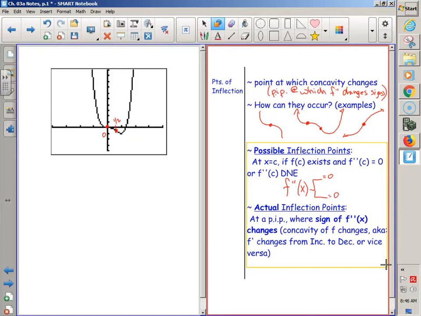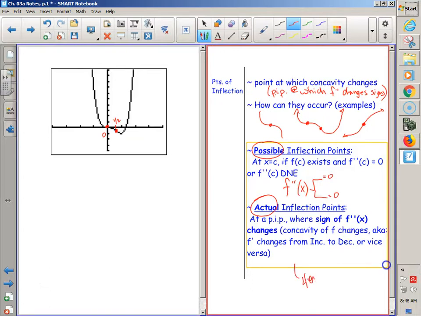So F double prime sign changes, aka the concavity of F changes, aka F prime changes from increasing to decreasing. Sorry, all four. Not all four connected. And if I were you, I would highlight possible versus actual. Actual ones truly is a sign change.